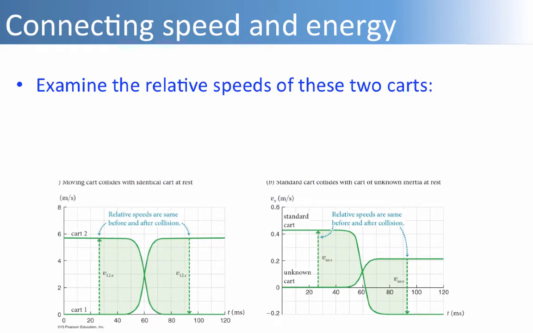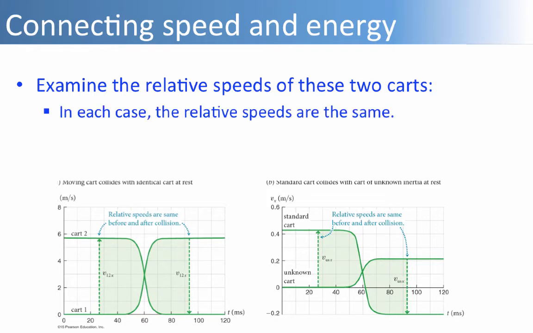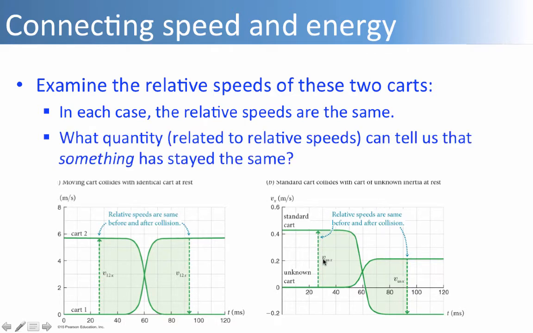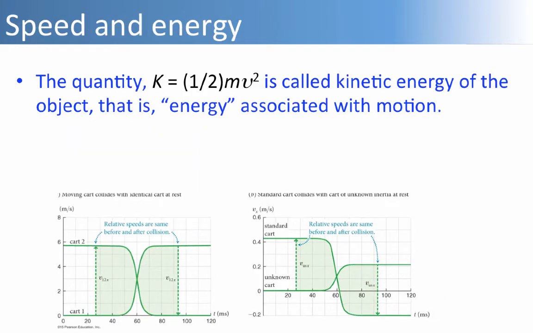So let's look at the relative speeds of these two carts. We just examined the two carts and we said in the case of the second situation, the relative speeds are in fact the same before and after, even though the change in velocity of the two carts is quite different. The unknown cart doesn't change its velocity very much, and the standard cart changes its velocity quite a bit. So we want to ask ourselves what quantity that's related to the relative speeds can tell us that something has stayed the same before and after some of these collisions.